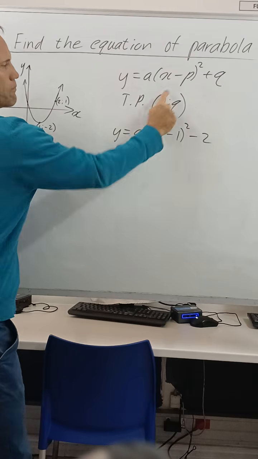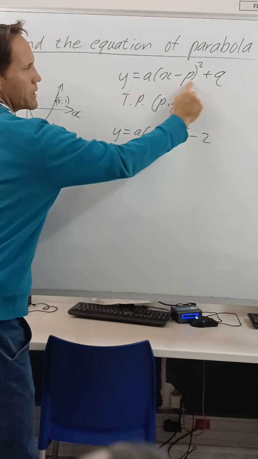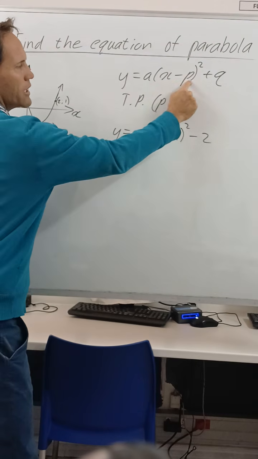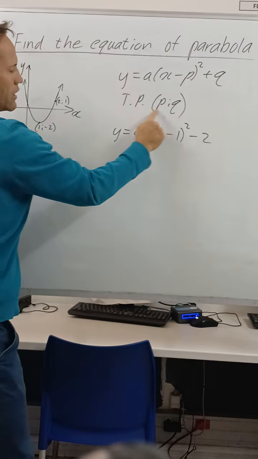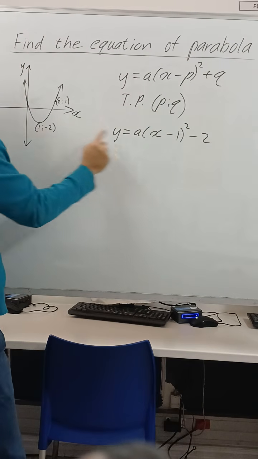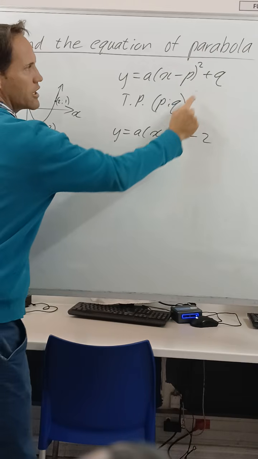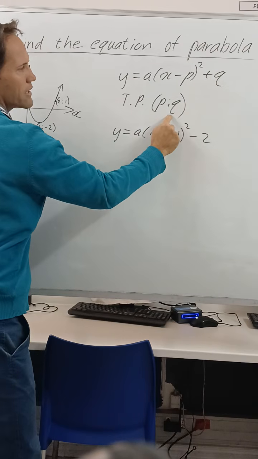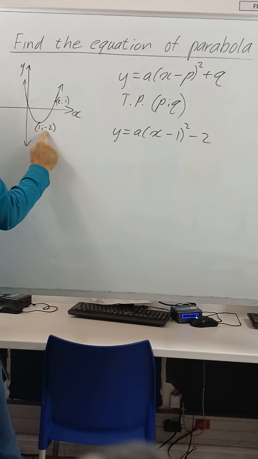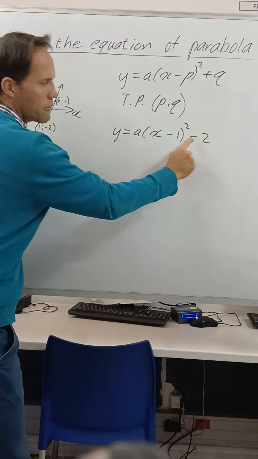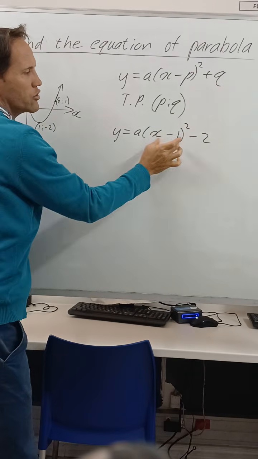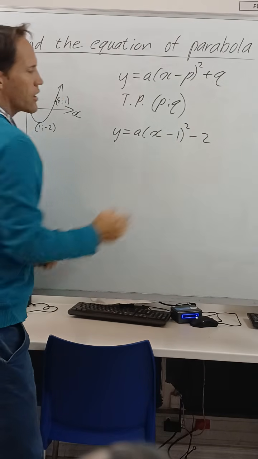P and Q is your turning point. But it's negative p here, then it's p here. So if the turning point is 1, you put in -1. But q is always the same, plus q. So if the turning point has a y value of -2, then you put in -2 in the place of q. So you substitute your turning point, okay?